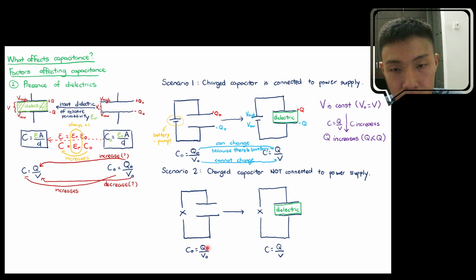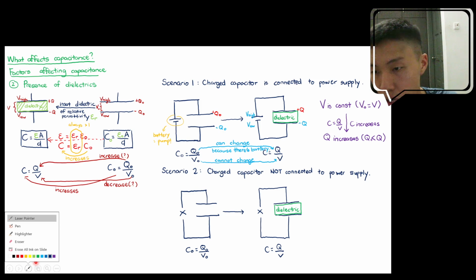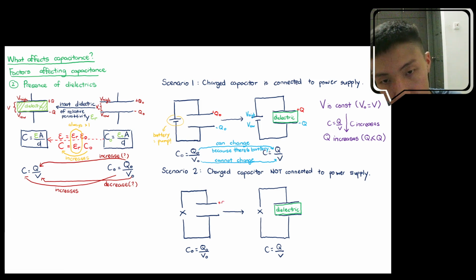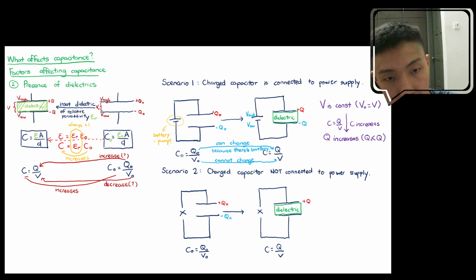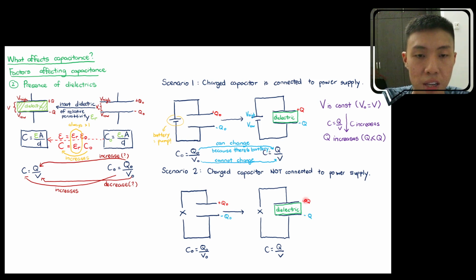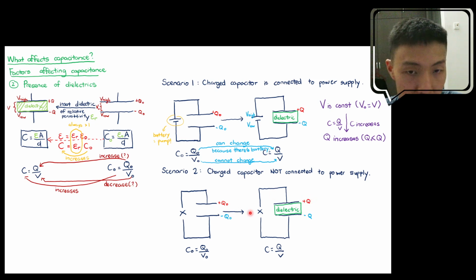So let's try to discuss Q maybe. If you want the charge stored to change, remember the charge stored initially is positive Q naught on the upper plate, and now it becomes positive Q, whereas on the lower plate it's initially negative Q naught, and now it becomes negative Q. If we want the charge Q naught to change to become Q, whether you want it to increase or decrease, you need charges to move from one plate and shift to another plate.